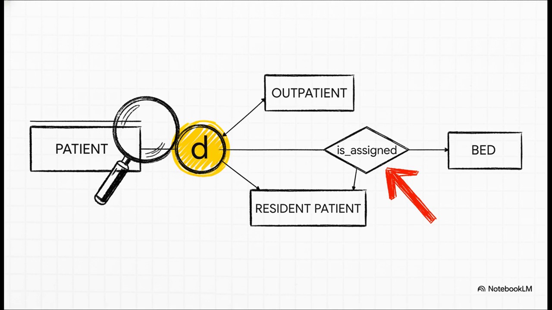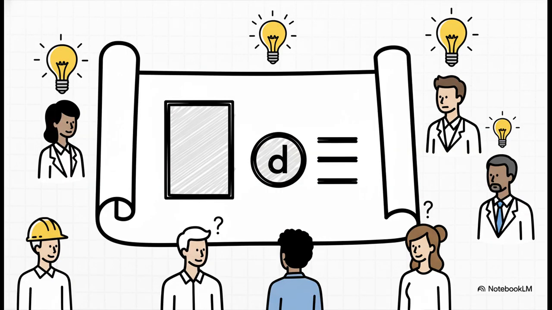And finally, check out that is assigned relationship. See how it only connects to resident patient? That tells us that only residents get assigned a bed. Outpatients don't. And just like that, with a few simple symbols, we've laid out a pretty complex set of business rules without writing a single sentence of text. That is the power of a well-designed ERD. It's a universal language for data architects that leaves zero room for confusion.